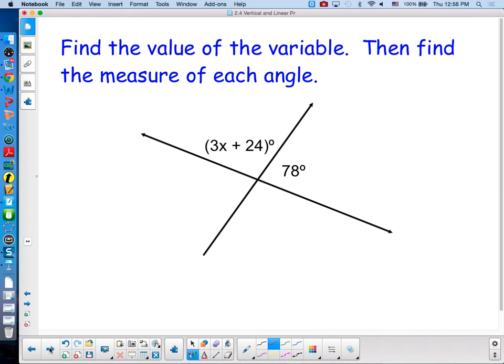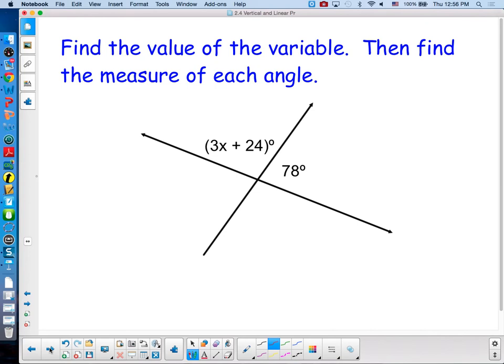Now figure out what relationship they should have. Are they vertical angles? Are they a linear pair of angles? If they're vertical angles, you need to make them congruent. If they're a linear pair of angles, you need to add them up to make 180. Decide which type they are.